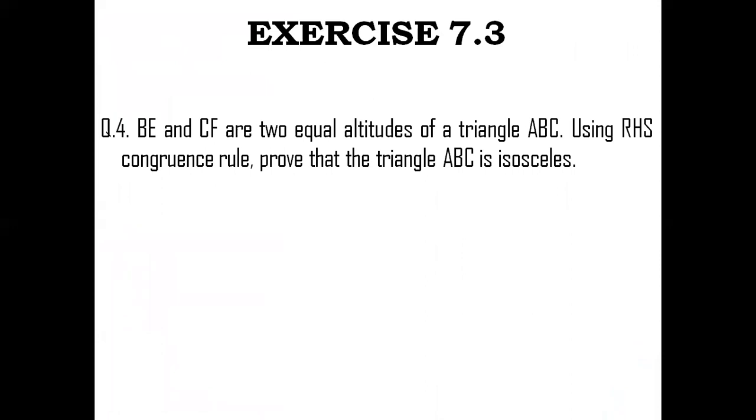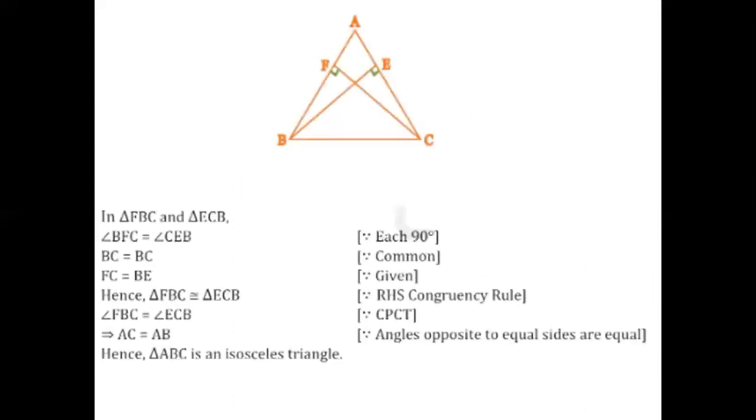Question number 4 says that BE and CF are two equal altitudes of a triangle ABC. What are BE and CF? They are two equal altitudes of triangle ABC. Using RHS congruency rule, prove that the triangle ABC is isosceles. Here we have been asked to use RHS congruency rule and prove that the triangle ABC is isosceles. Let's do that in the solution.